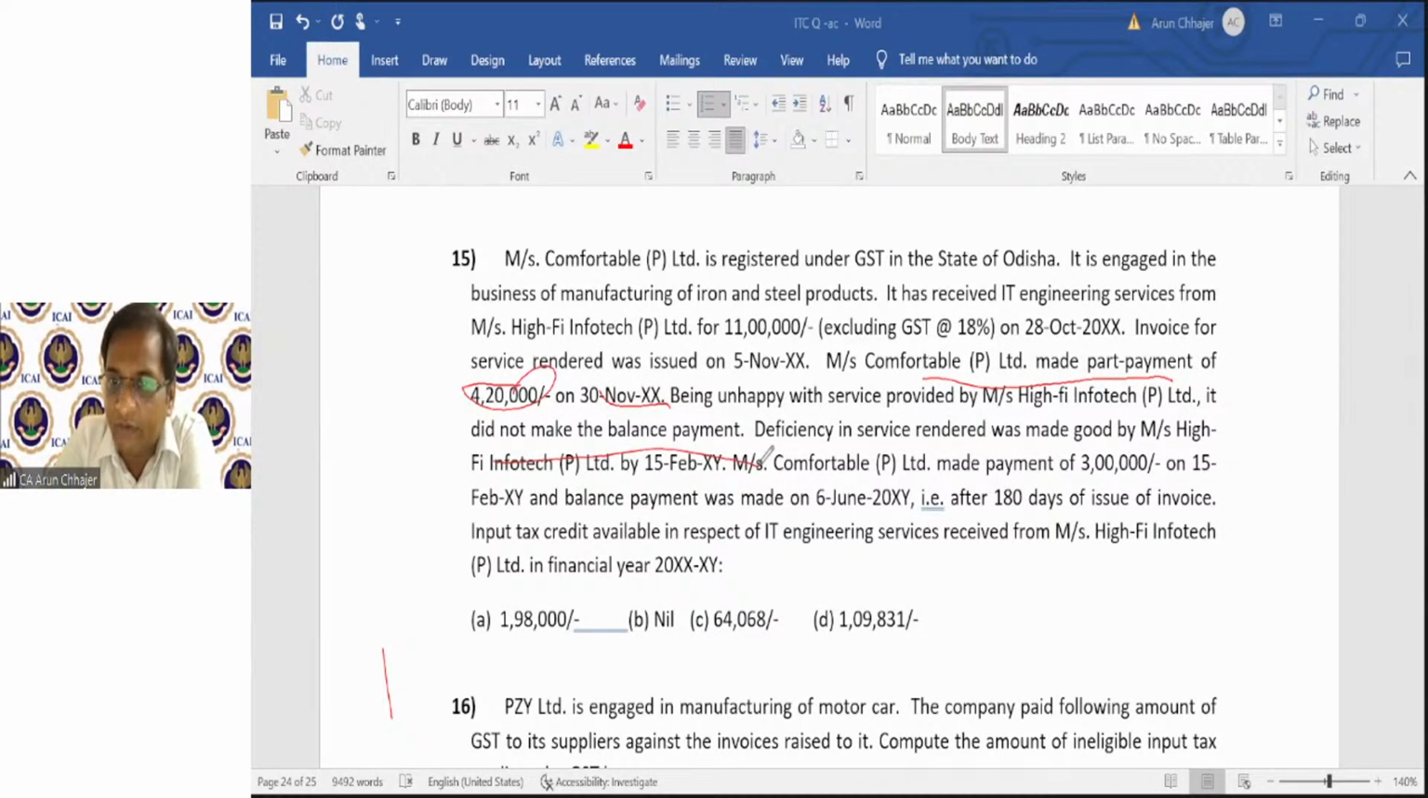Deficiency in the service rendered was made good by Messrs Infotech on 15th Feb, and Comfortable has made the payment of 3 lakh on 15th Feb and balance payment on 6th of June. That is after 180 days from the date of issue of invoice. Input tax credit available in respect of IT engineering services received from Messrs Hi-Fi in the financial year 2021 कितना होगा, ये आपको मुझे बताना है. How much would be the ITC?